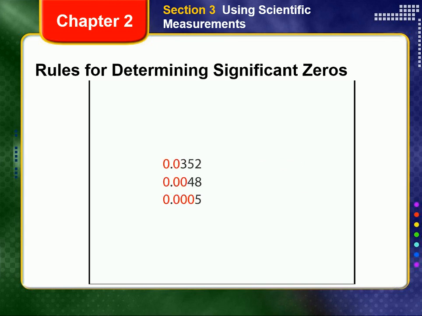Zeros appearing in front of non-zero digits, however, are not significant. We ignore these zeros when determining the number of significant figures. Zeros appearing at the end of the number and to the right of the decimal point are significant. These zeros are only written as part of the number when they are significant. Zeros to the left of the decimal place, however, have to be written whether or not they are significant in order to designate their place.